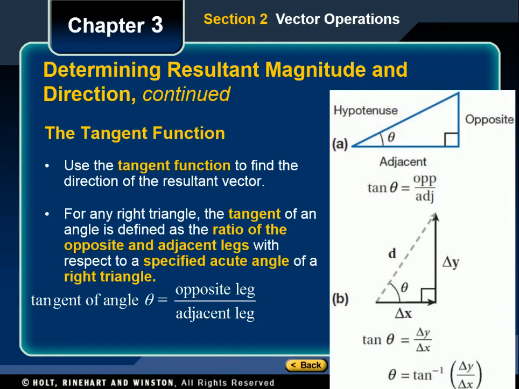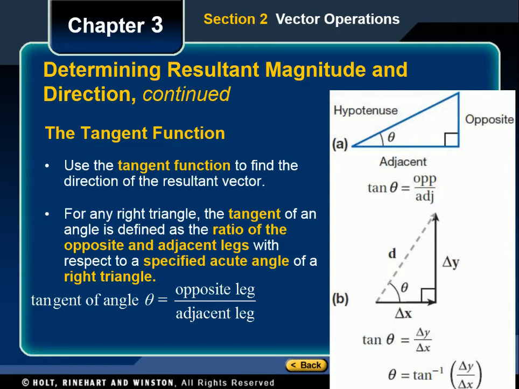Use the tangent function to find the direction of the resultant. In order to completely describe the tourist's displacement, you must also know the direction of the tourist's motion. Because delta x, delta y, and d form a right triangle, as is shown in Figure 2.5b on the screen now, the inverse tangent function can be used to find the angle theta, which denotes the direction of the tourist's displacement. For any right triangle, the tangent of an angle is defined as the ratio of the opposite and adjacent legs with respect to a specific acute angle of the right triangle, as is shown in Figure 2.5a.